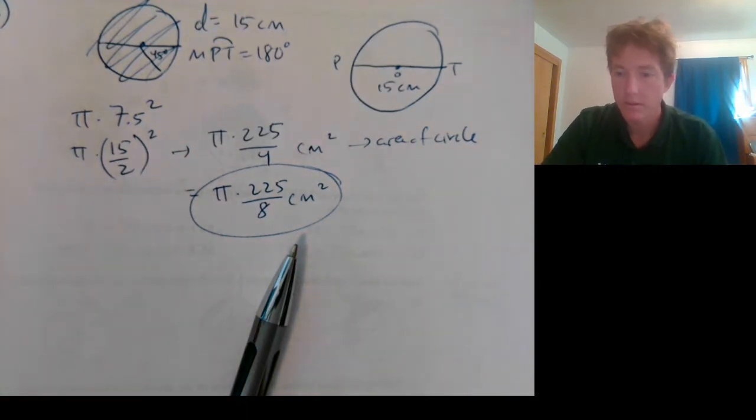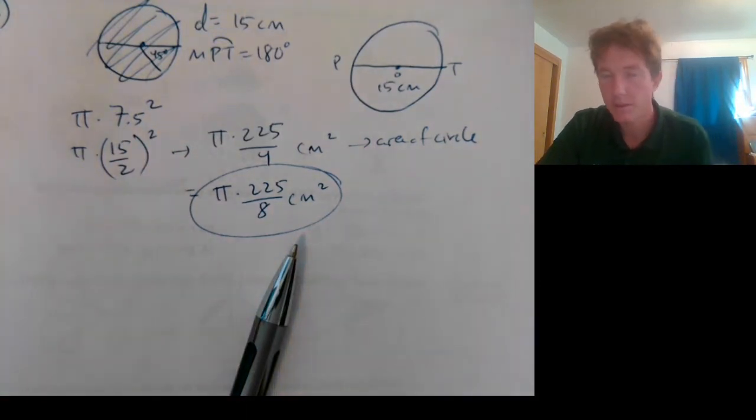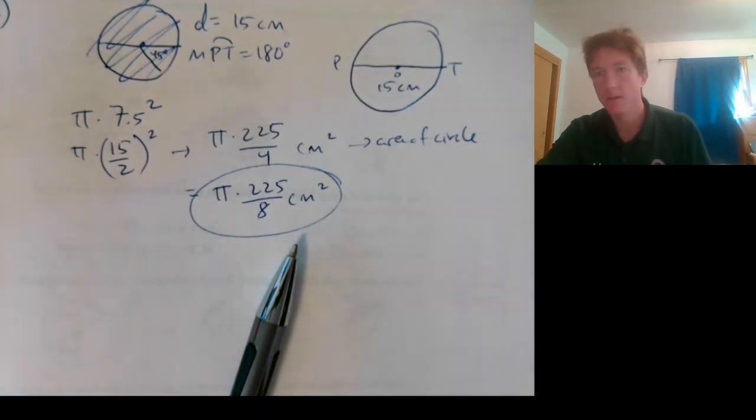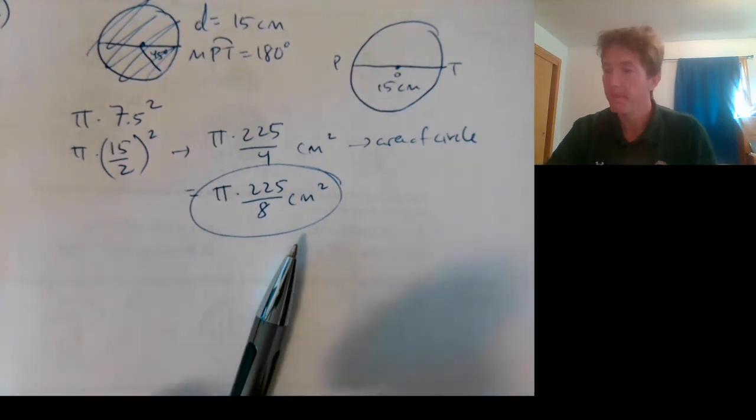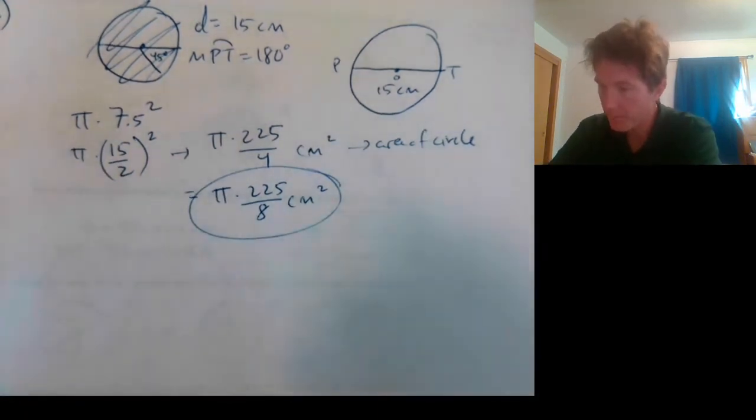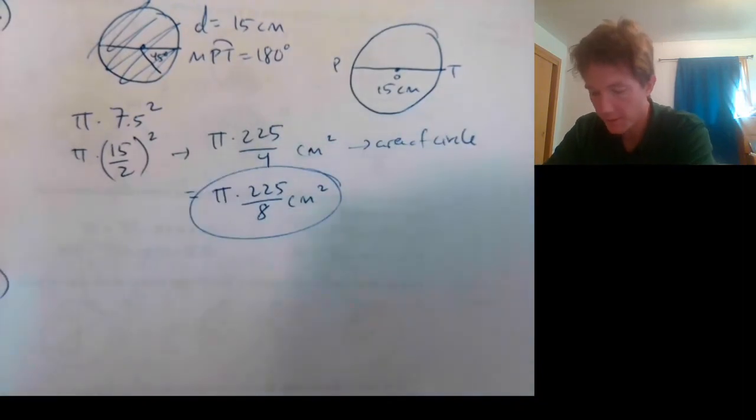7.5 times 7.5 is 56.25, and then divide that by 2. You should get 28.125 times pi. Let's move on to the next one. Ooh, the segments. These are good.